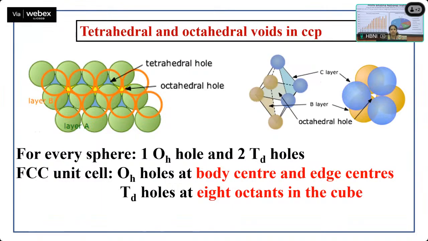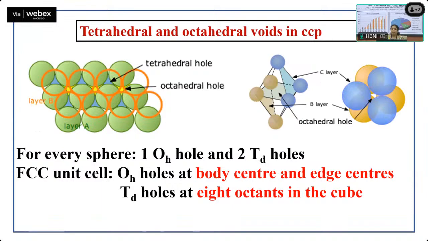Now what are the 8 octants? Imagine a dice, the one that we use to play board games. Divide it horizontally along the horizontal plane, and then the vertical plane, and then the plane along the y-axis. You will get 8 small cubes. The center of each of those cubes is actually a tetrahedral hole.